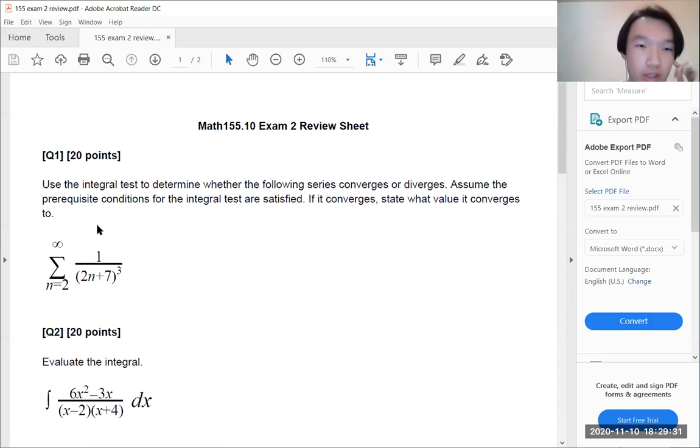Number 1, this is the integral test. That means on your exam, there's going to be a question that wants you to do the integral test. So be prepared on how to do that.